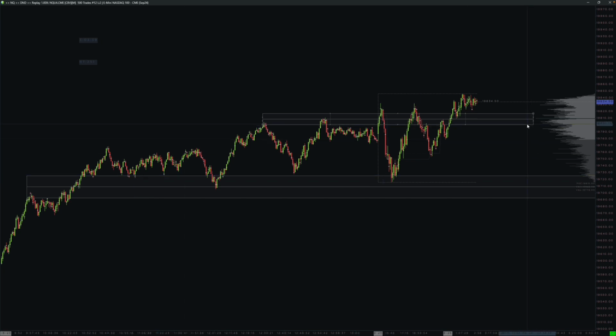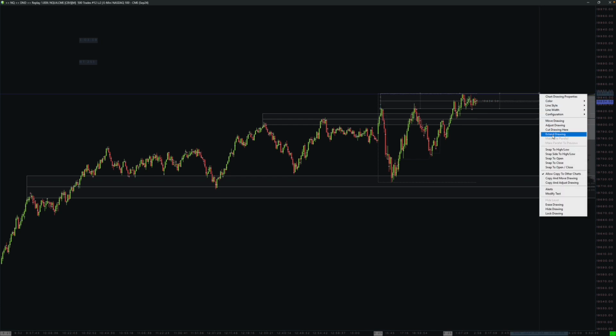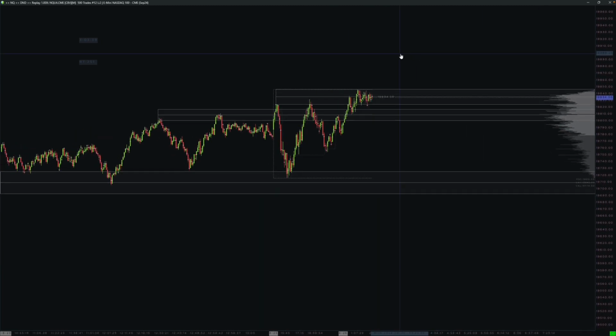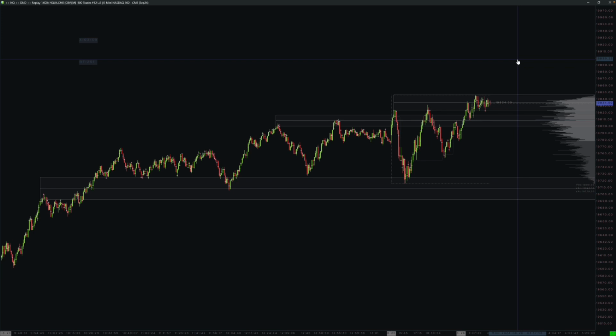Okay, so I've got these two zones now. We'll extend them. And then we have another little one up here. These are kind of close together, but we're just going to keep an eye on them. All right, so those are my three main zones. Okay, and then I'm going to speed up price action here.